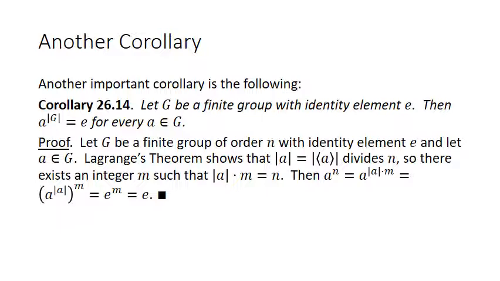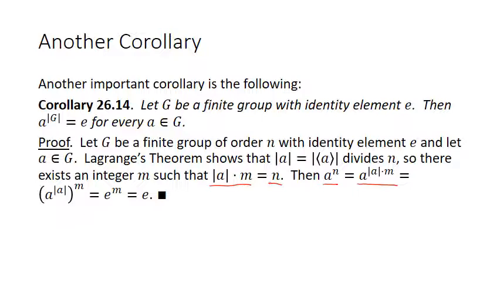So the proof here is: let G be a finite group of order n with identity element e, and let a be an element of G. Lagrange's theorem shows that the order of a, which is also the order of the cyclic group generated by a, divides n. So there exists an integer m such that the order of a times m is equal to n. It's the definition of divisibility. So then if we take a raised to the n, that will be the same as a raised to the power of the order of a times m.